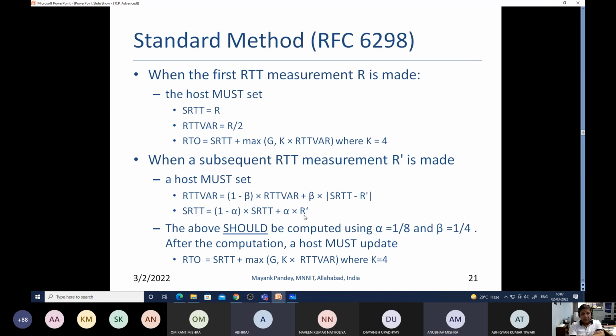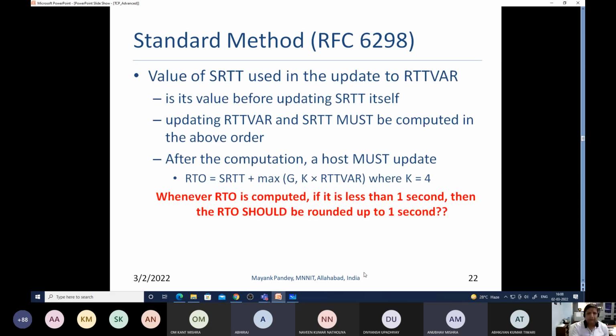And the above should be computed using alpha equal to 1 by 8 and beta equal to 1 by 4. After the computation, a host must update RTO by SRTT plus maximum of G (granularity), K into RTTVAR, where K equal to 4. I know it's looking a bit cryptic, but the things are simple. I'll be coming back to this.